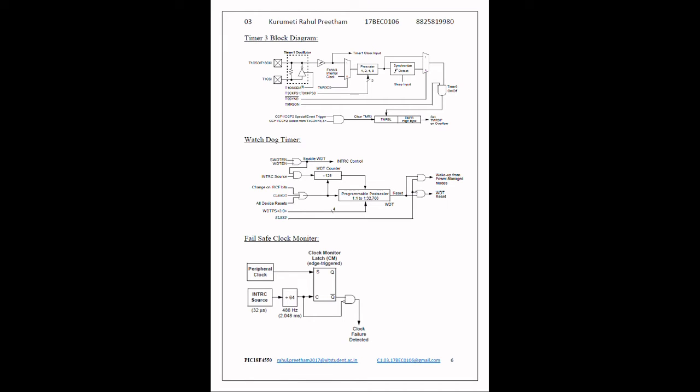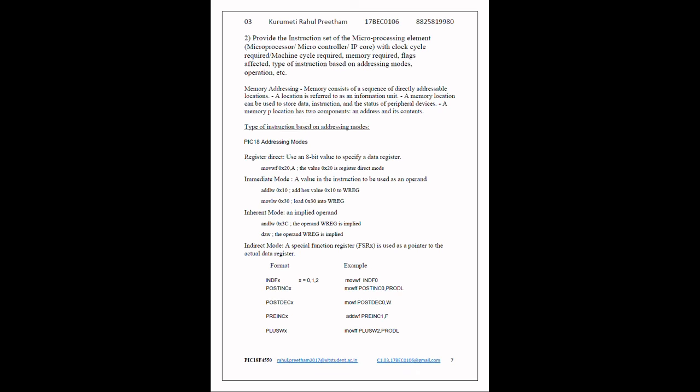Now let's see the different types of addressing modes present in the microcontroller. The first among them is the direct register type. The second one is the immediate mode and the third is the inherent mode.